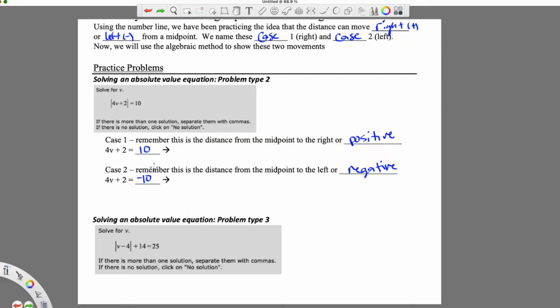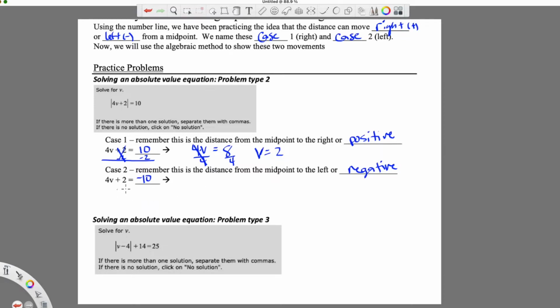All right, now we're going to solve this like we would any other equation. I want to get v by itself. I'm going to subtract 2 from both sides, because I always start with addition and subtraction. So 4v would come down. 2 minus 2 cancels, equals 8, because 10 minus 2 gives us 8. Now I'm going to undo the multiplication, because this is 4 times v, so I'm going to divide by 4 on both sides. 4 divided by 4 is 1, so I have v equals 8 divided by 4, which is 2. So this is my first distance. I would land on 2.